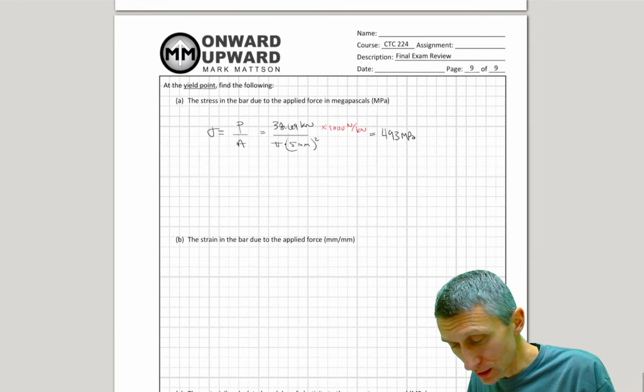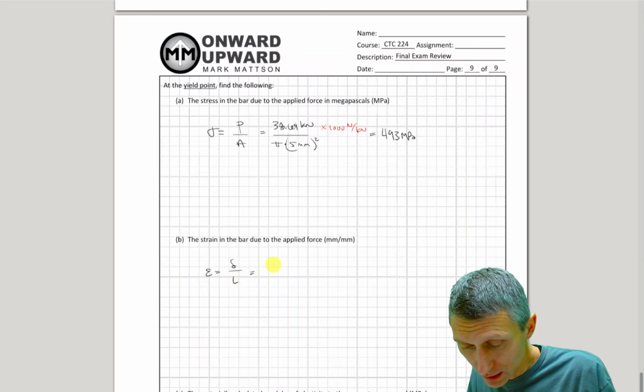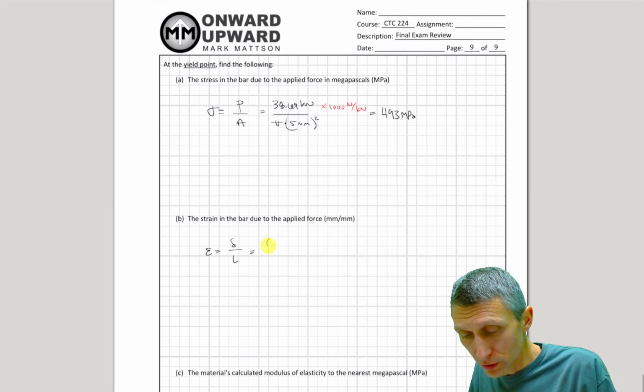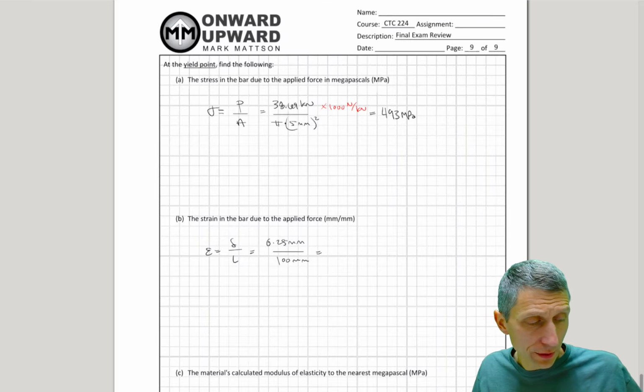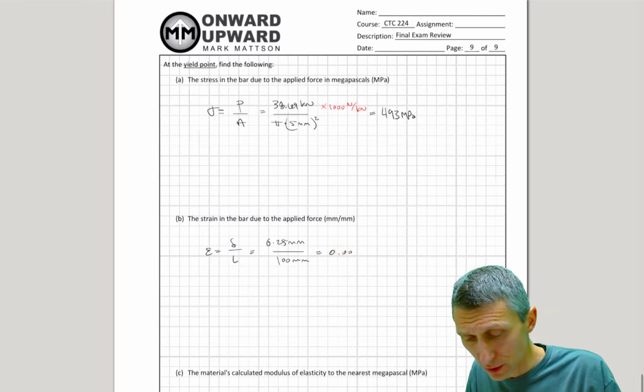Similarly, let's look at strain. Strain equals the change in length over the original length. Our change in length was 0.25 millimeters, so 0.25 millimeters divided by the original 100 millimeters. What's that? 0.25 divided by 100. We move the decimal place 2 places, so 0.0025.